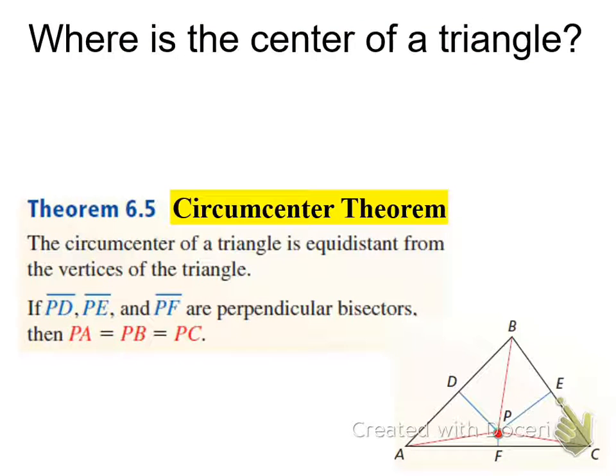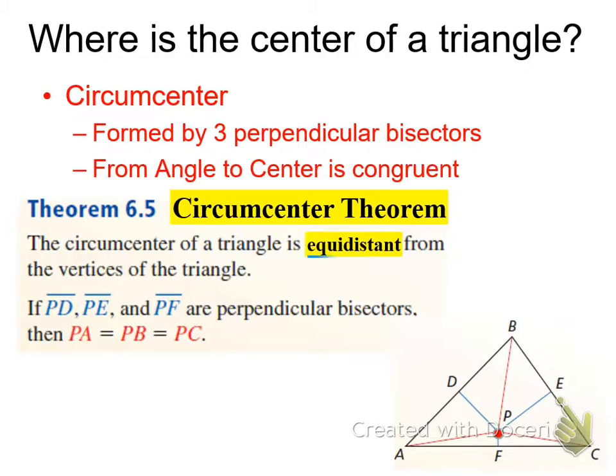Circumcenter is the first type of center. You have it written on your paper. I'm going to explain how the circumcenter is formed. It's formed by 3 perpendicular bisectors. We talked about perpendicular bisectors yesterday. There are 3 sides to a triangle, therefore there are 3 perpendicular bisectors in a triangle. I will show them to you. So, first word is circumcenter. It is formed by perpendicular bisectors. And from the center to the angles is congruent.